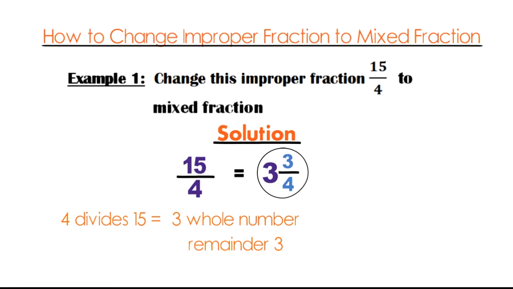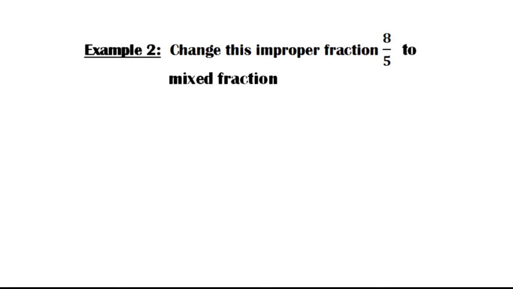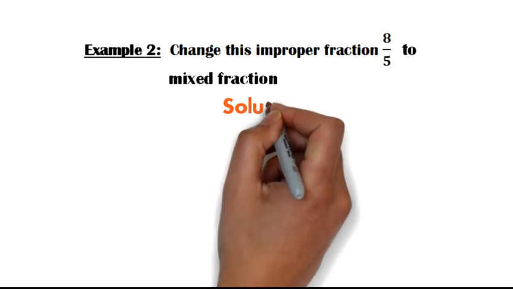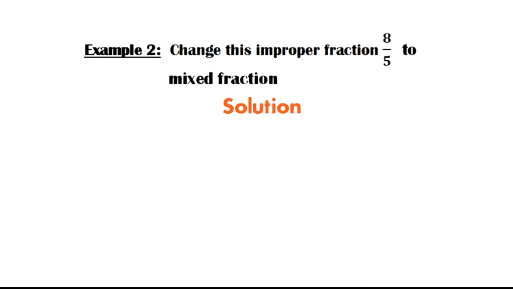Let's try another example. Example 2. Change this improper fraction 8/5 to mixed fraction. So, to solve this question, first, we will write out the improper fraction 8/5. Next, we will use the denominator, which is 5, to divide the numerator.